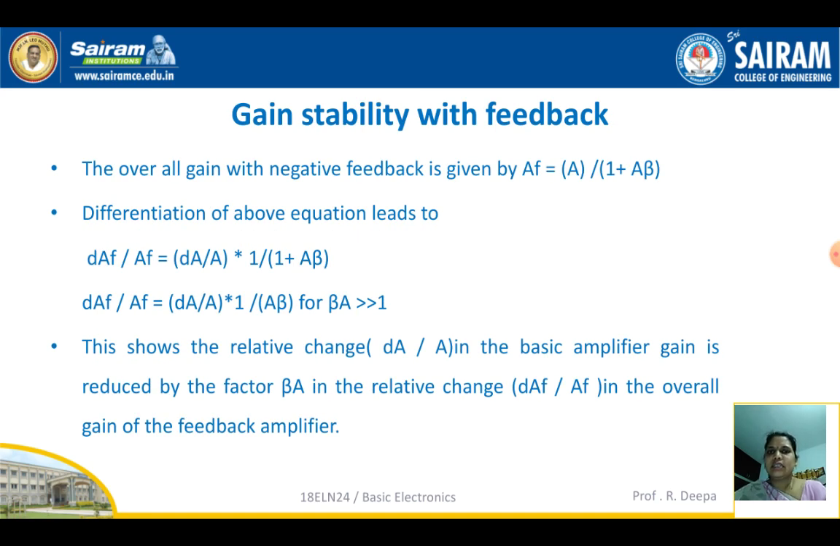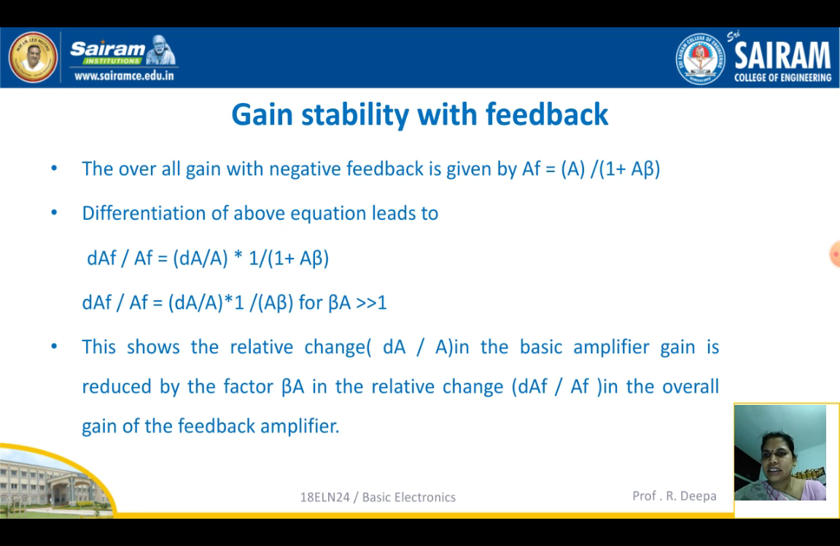Next, it is gain stability with feedback. The overall gain with negative feedback, as we have derived, is equal to A divided by 1 plus A beta. Suppose we differentiate the above equation with respect to A: dAF divided by dA is equal to dA divided by dA into 1 divided by 1 plus A beta. The differentiation is with respect to the amplification factor A, whereas 1 divided by 1 plus A beta is constant.